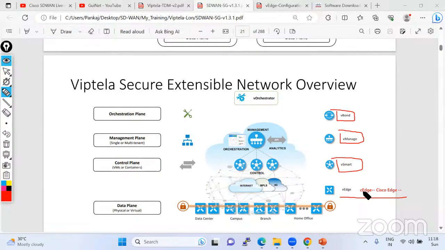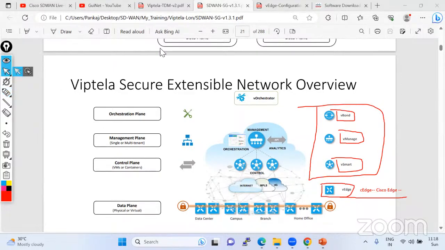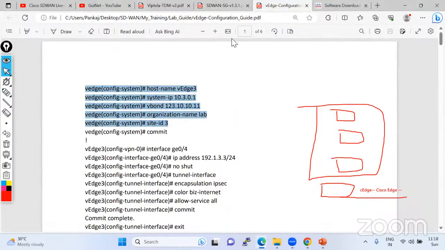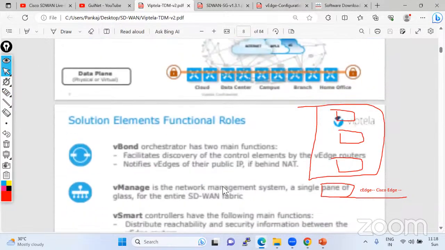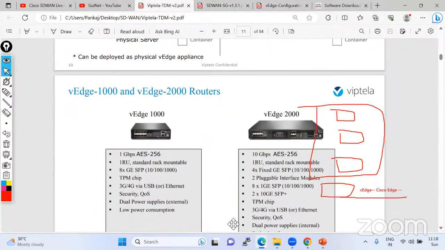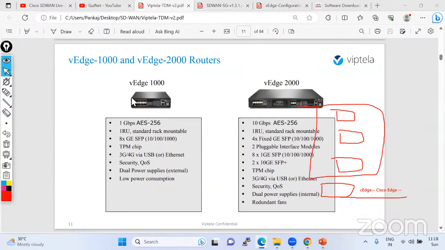VBond is the same, VManage is the same, VSmart is a controller, not going to be changed and not going to be renamed. But we have two flavors of the edges. One is the Viptela. That device is going to be manufactured by Viptela. Right. Let me show you that device. So these are the devices, the actual routers of Viptela. When you use these routers, it is known as the VH.